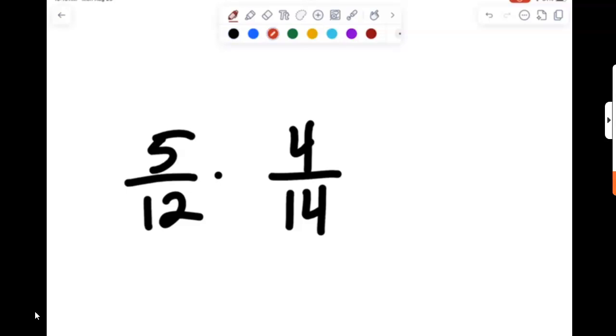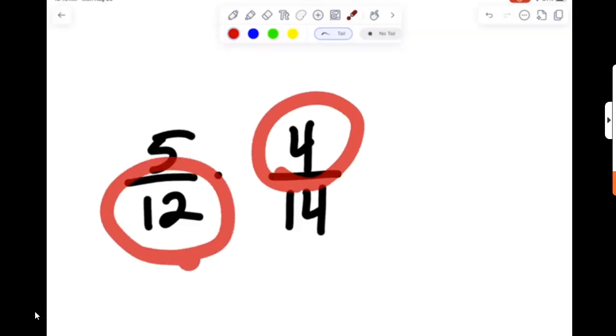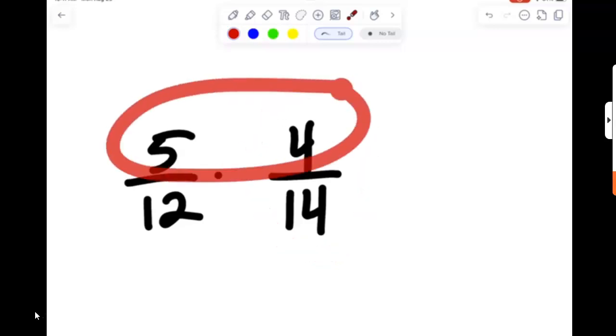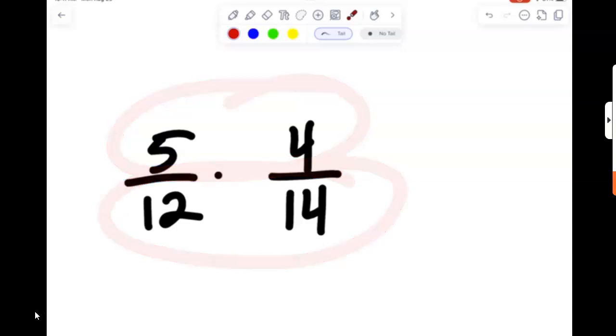This time I'm going to actually do it in two steps just because I want to encourage you that it doesn't have to be across. They don't have to be across from each other. You can cancel stuff from the same fraction. The only rule is you just got to cancel something from the top and something from the bottom.